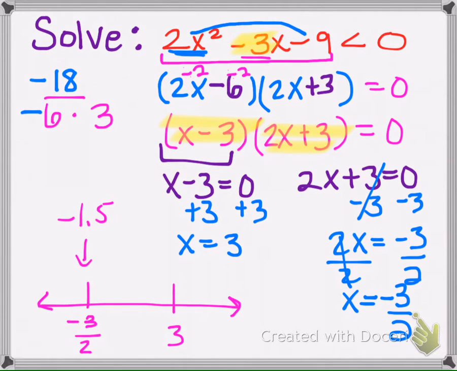Now I need to pick a number in each of these 3 regions. I'm going to pick a number that is less than negative 1.5, for example negative 2. Then a number in between negative 1.5 and 3, for example 1. And then a number bigger than 3, so I'm going to pick 4. I'm going to plug those numbers into the original inequality to see if they're solutions. If they are, then all the numbers in that region are solutions.